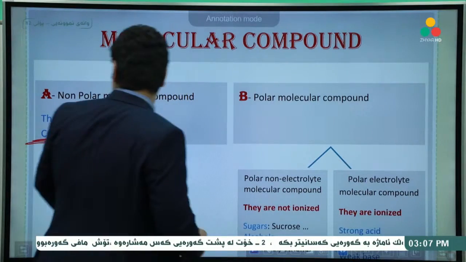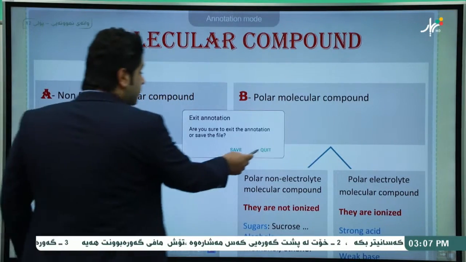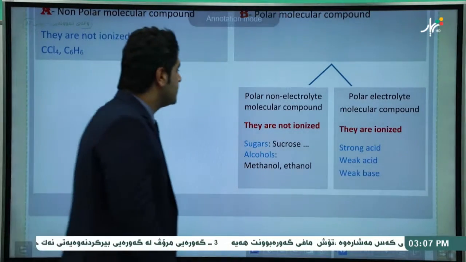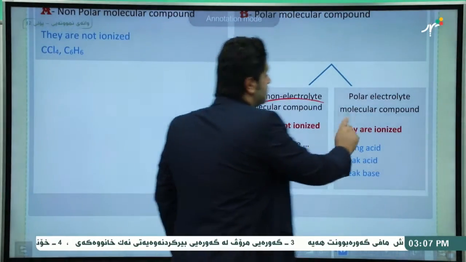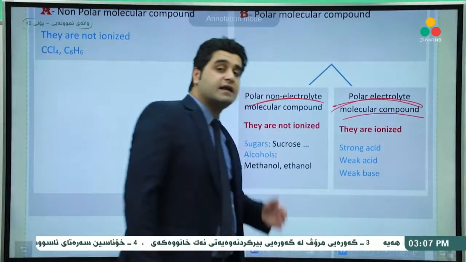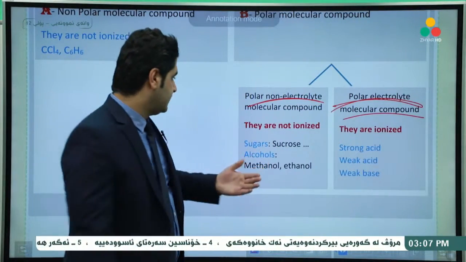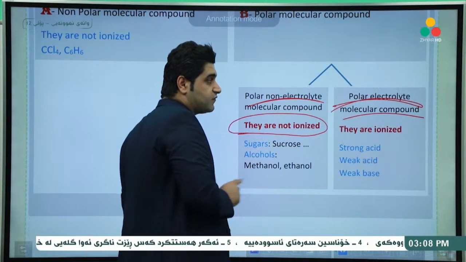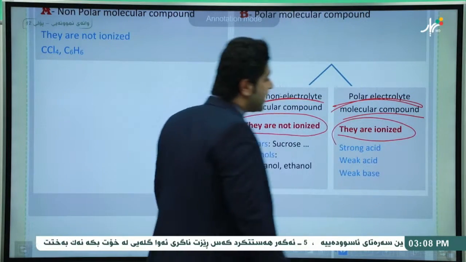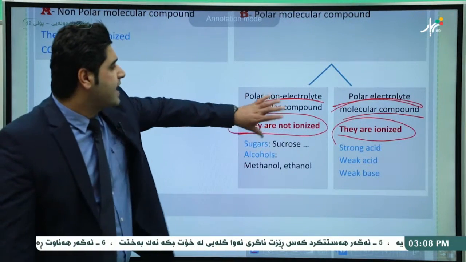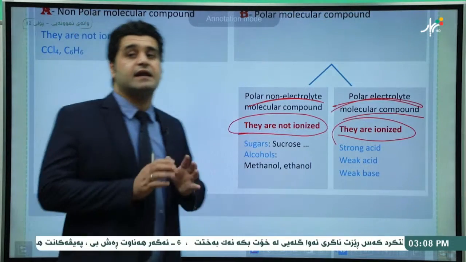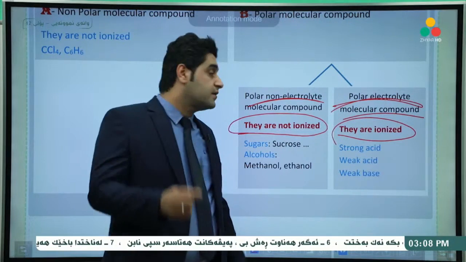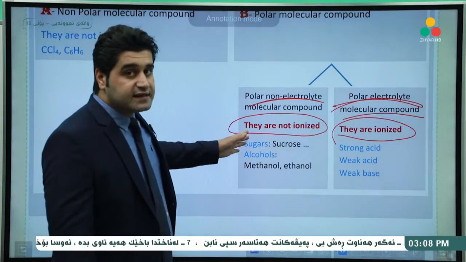About polar molecular compounds, there is a further classification. We have two types of polar molecular compounds: polar electrolyte and polar non-electrolyte. Polar non-electrolytes are not ionized, but polar electrolytes are ionized. Do you remember about electrolyte and non-electrolyte? In an electrolyte solution, we have free charged mobile ions, but in a non-electrolyte, we do not have any ions.